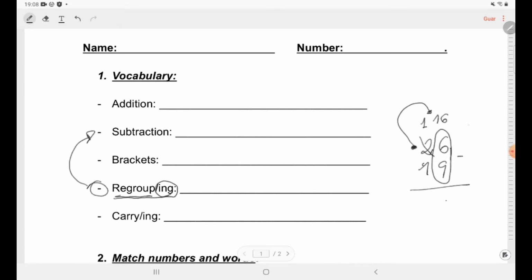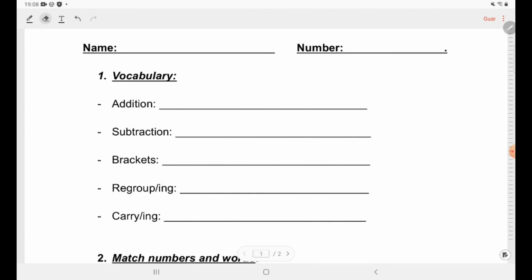Okay, so now we can do it. 16 minus 9, okay, and we continue like that. We can finish the operation. This is regrouping. How do you call this operation or this action? So there is a name and you have to write it here, write down.